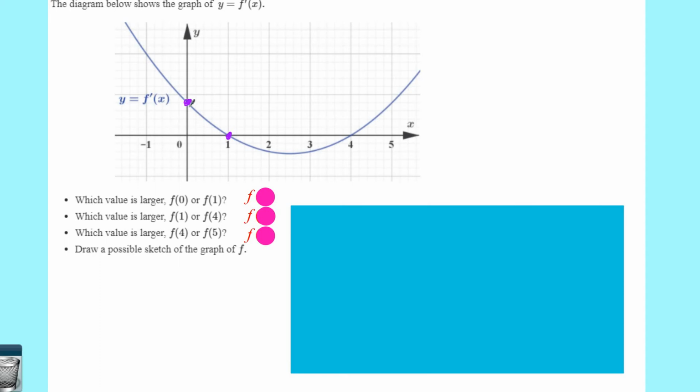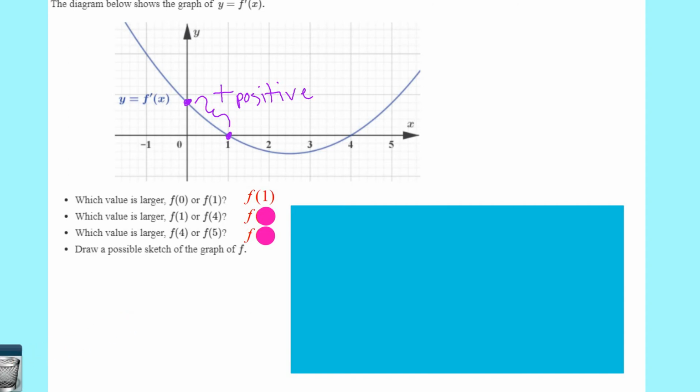Think about what's happening on our derivative function. All these values are positive. So that means our slope is positive, which means our value should be getting larger, which means f of 1 needs to be bigger than f of 0. Let's see if we're right. Bam! We are.